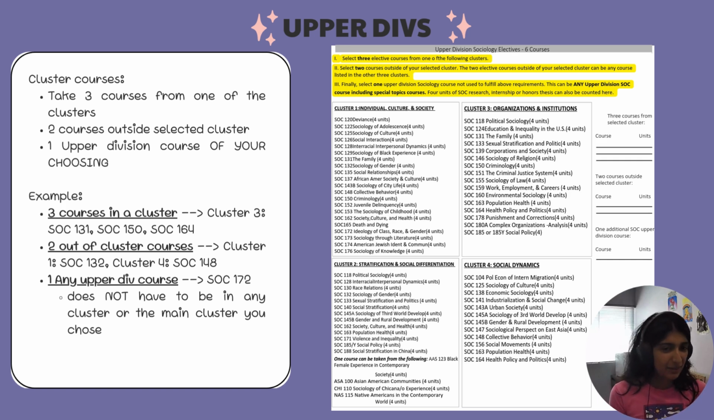I know this can be a little bit confusing, so please feel free to meet with either a staff advisor or a peer advisor to come in and discuss a little bit more about the clusters. But basically, you just need to pick 3 courses in one cluster, 2 courses outside that cluster, and then 1 extra additional sociology course of your choosing, upper div.